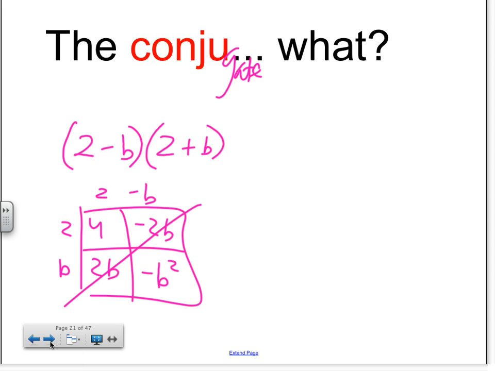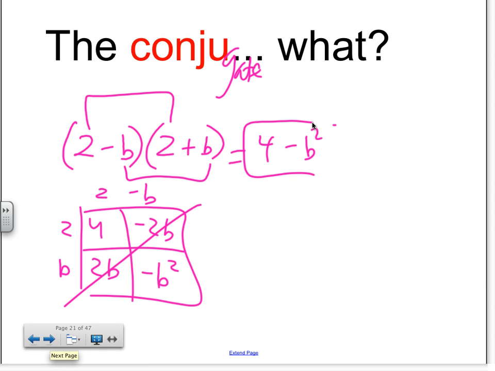Okay? And so when we really expand it out, we just have to worry about the first two and the last two. So it's like you're just multiplying 2 times 2 is 4, and negative b times b is negative b squared. And that's exactly what we have when we do the box for it. But when you look at the two factors here, one is the conjugate of the other, meaning they're exactly opposite.